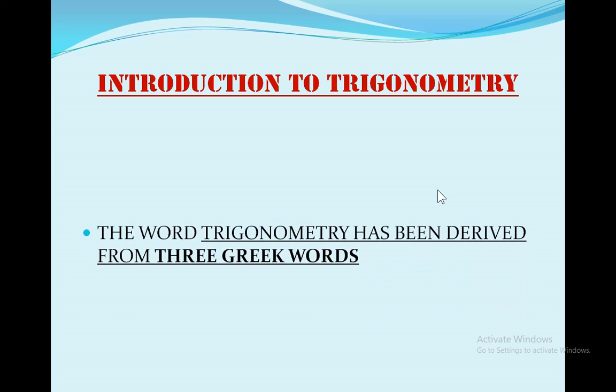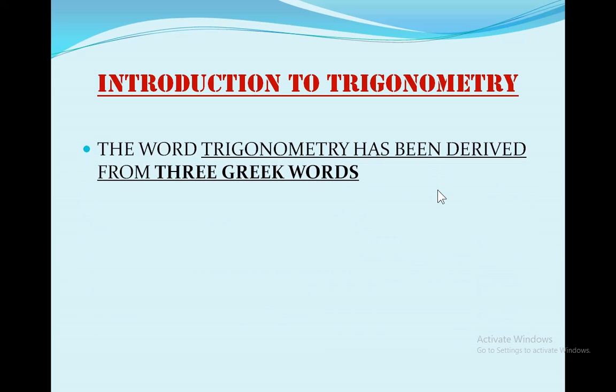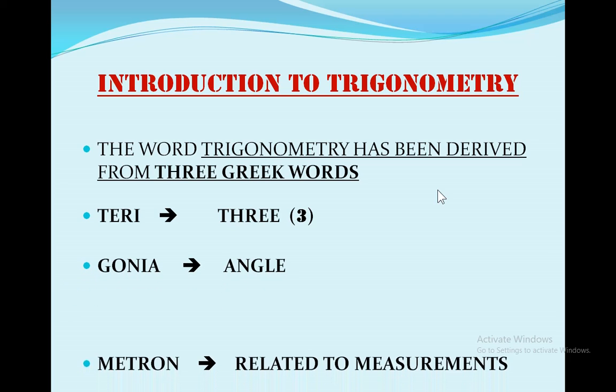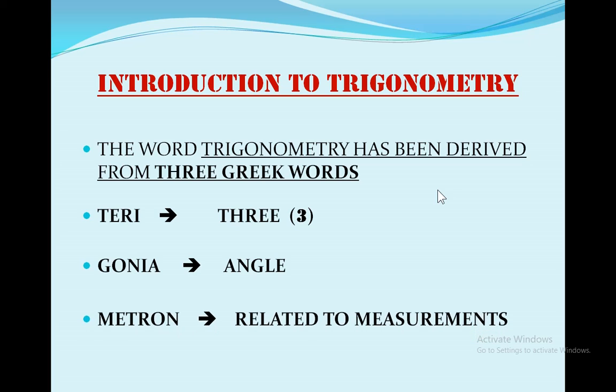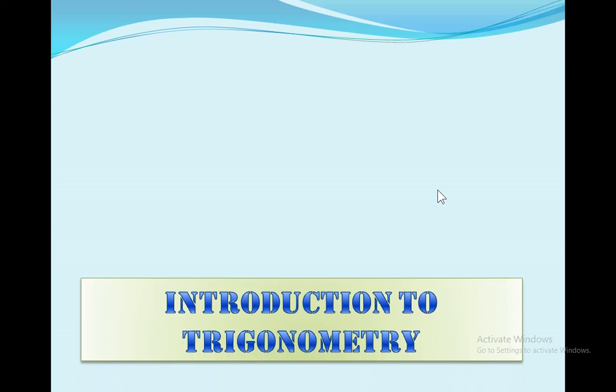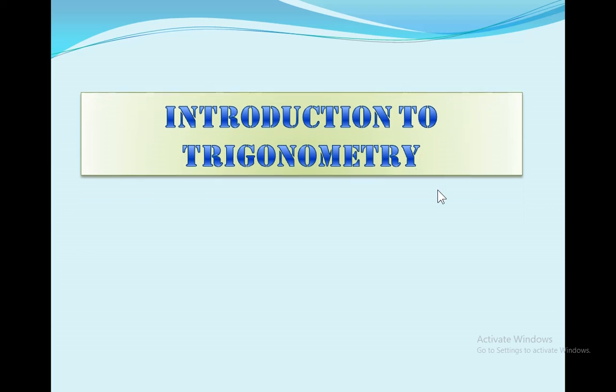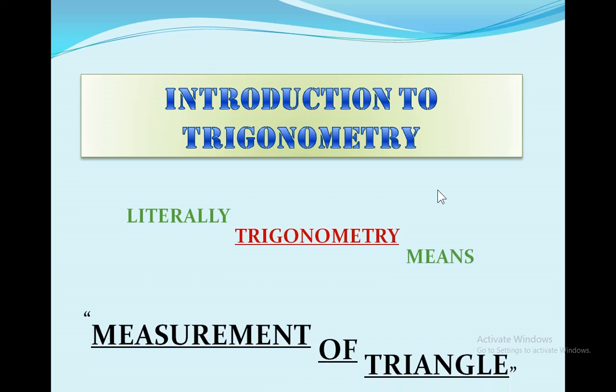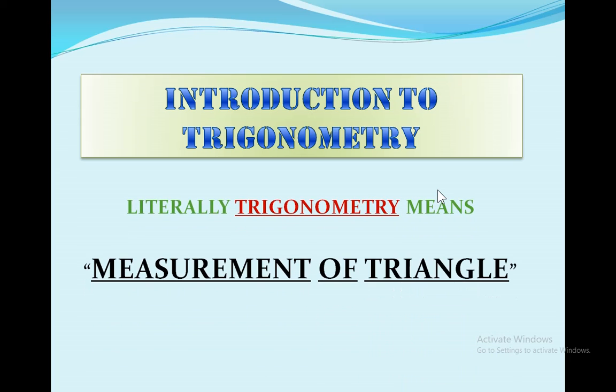The word trigonometry has been derived from three Greek words. The first, tri, that means three, then is gonia, that means angle, and then is metron, means related to measurements. Viewers, if you combine all these three words, you can say that it means measurement of three angles. As you are clear that three angles are in a triangle, so simply we say trigonometry means measurement of triangle. Hope it's easy to understand.